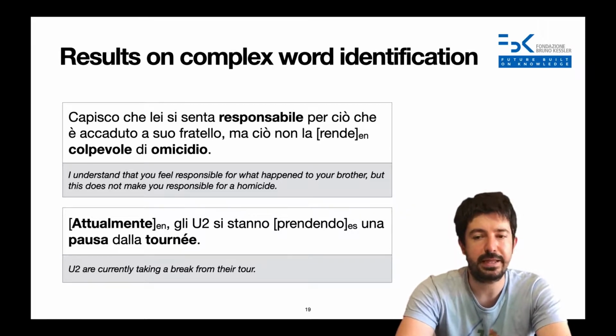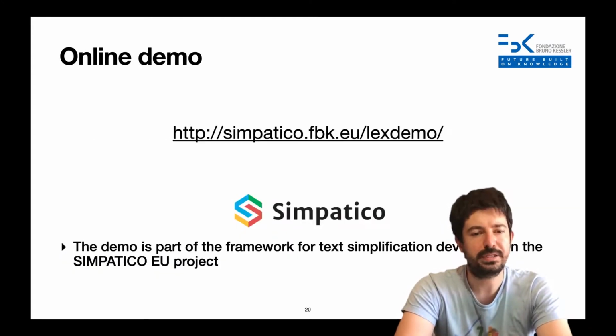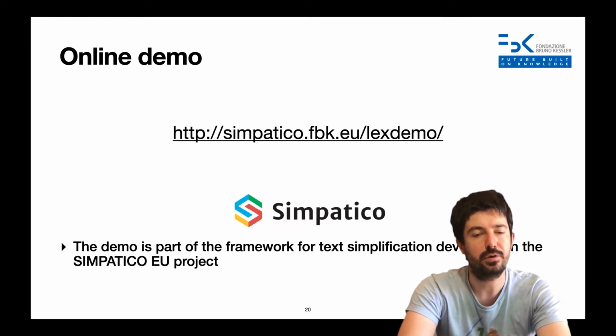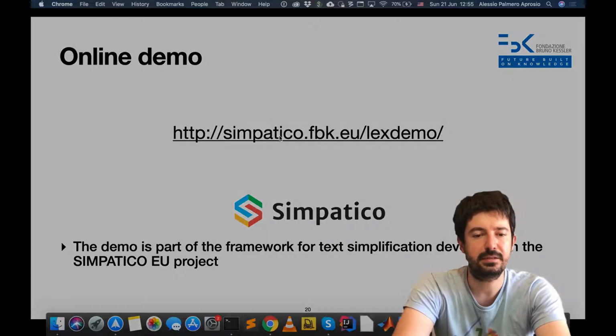For example, rende is similar to the verb to rend, that is rompere in English, and attualmente is similar to actually, that is a false friend in English. Also, prendendo is a false friend in Spanish, as it means accendere. An online demo is available at this address and is part of the framework for text simplification developed in the Simpatico EU project. We can see it.